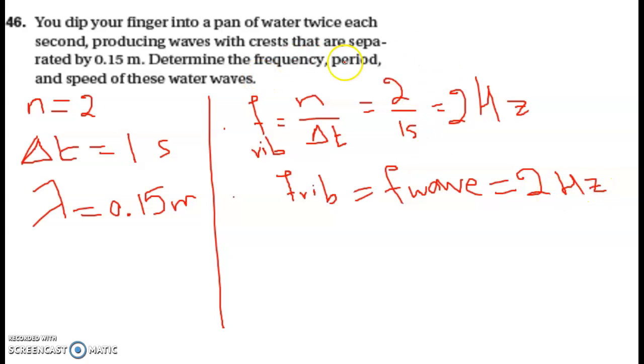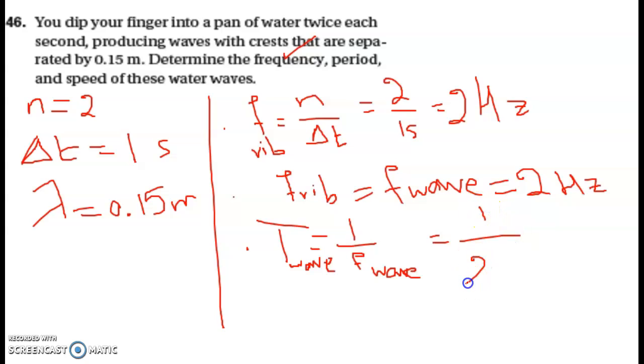Now determine the period. We can deduce the period from the frequency. It's equal to the reciprocal of the frequency. So T of the wave is 1 over F of the wave. Here, 1 over 2 Hertz.